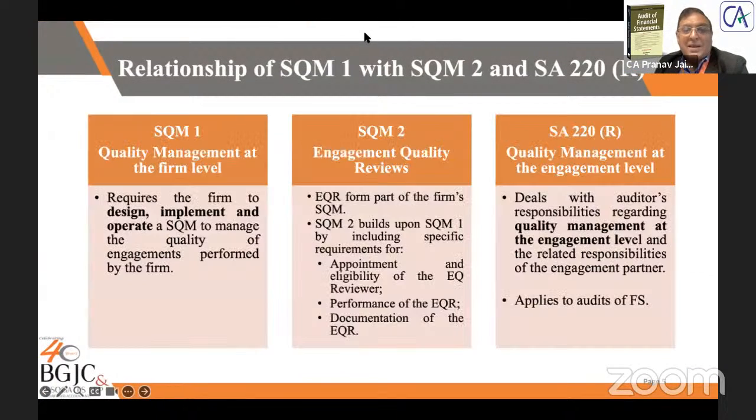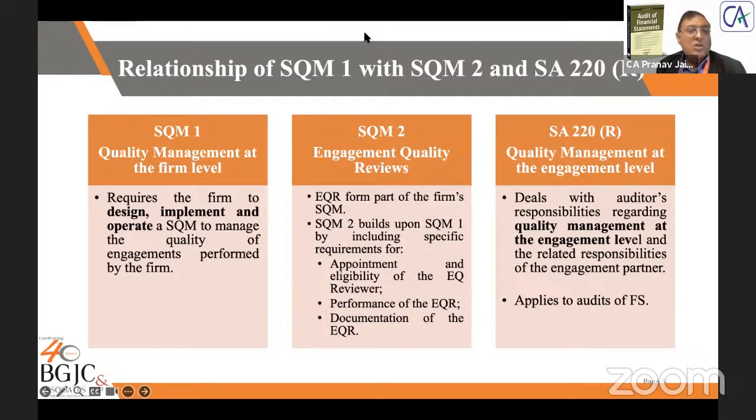Now, there are three standards which are related. SQM1, quality management at the firm level. Then comes SQM2, which talks about engagement quality reviews. And then SA 220 revised, quality management at the engagement level. So all three standards are interlinked to a large extent.